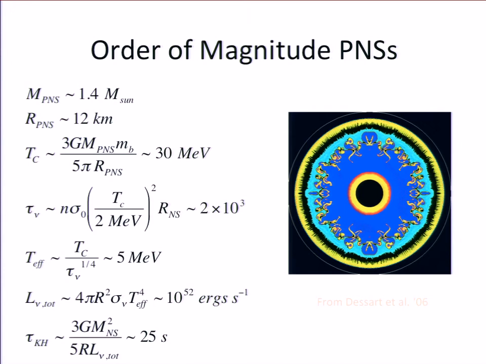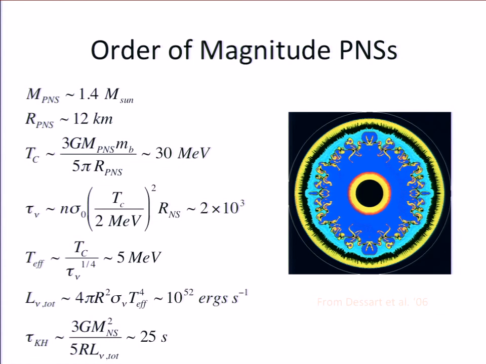You can make a simple diffusion limit estimate of what the effective emitting temperature of this thing is. So it's about 5 MeV. And that means you're going to expect about 15 MeV neutrinos coming out of this thing on average. From this, you can estimate what the neutrino luminosity is, and that's about 10^52 ergs per second. And then you can easily estimate what the time scale of this cooling is going to be, and that's about 25 seconds. And so that's all great.